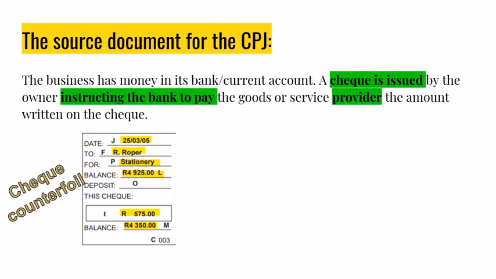I know it sounds crazy, and I know it sounds very old school, it is, but if you ever read the words "issued a check," it must tell you that we are paying. Or if we ever ask you what is the document for the CPJ, it's the check counterfoil. Why? Because that's what the business has as proof. The business doesn't have the original check. The person that got paid has the original check.